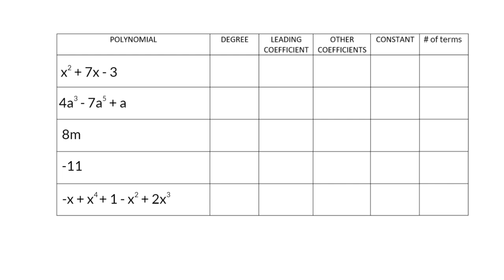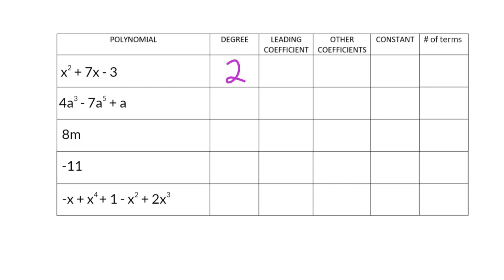All right, so what degree is this first polynomial? Well, again, since it's in standard form, the degree is told to us by looking at this exponent right here. So this is a degree 2 polynomial, or second degree.